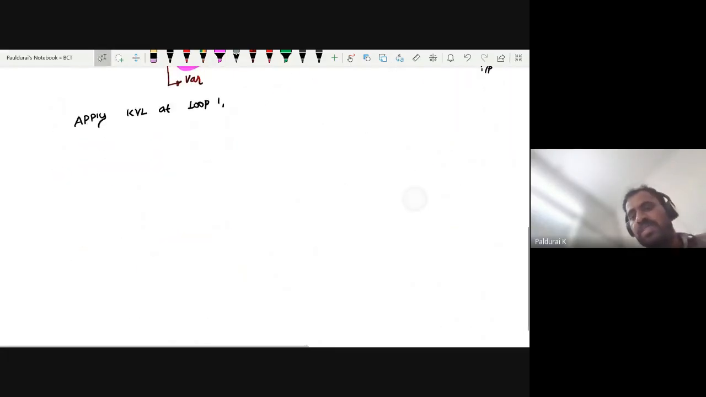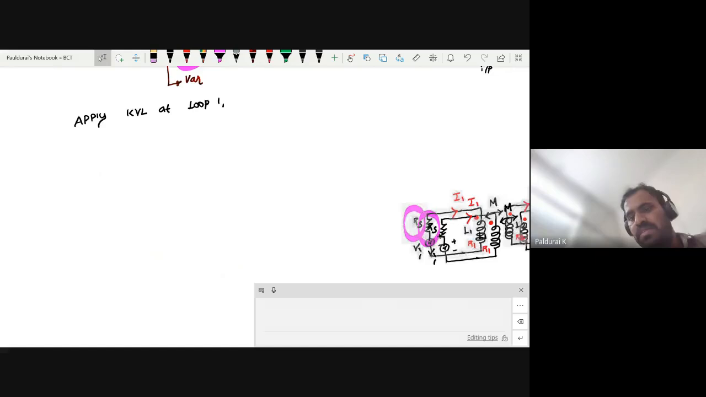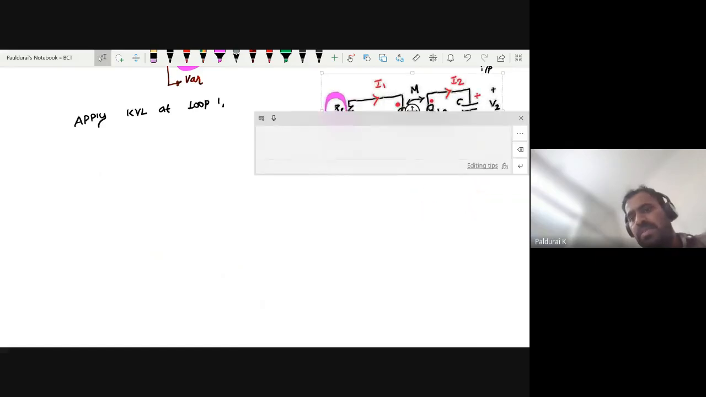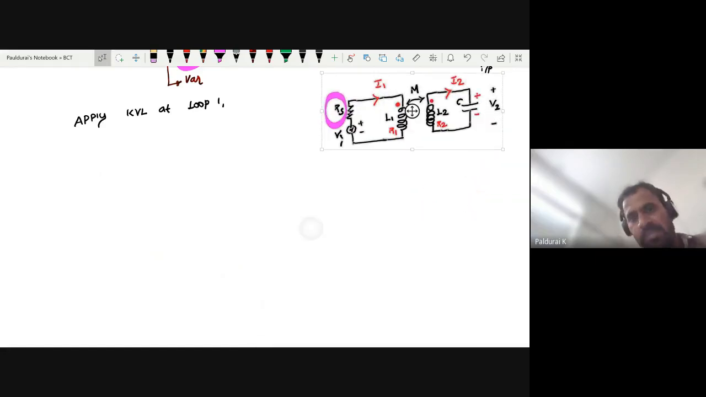First I want to paste it here, then it becomes easy. Okay, apply KVL at loop 1. At loop 1, how many voltages? This is -2 plus, so minus V1.